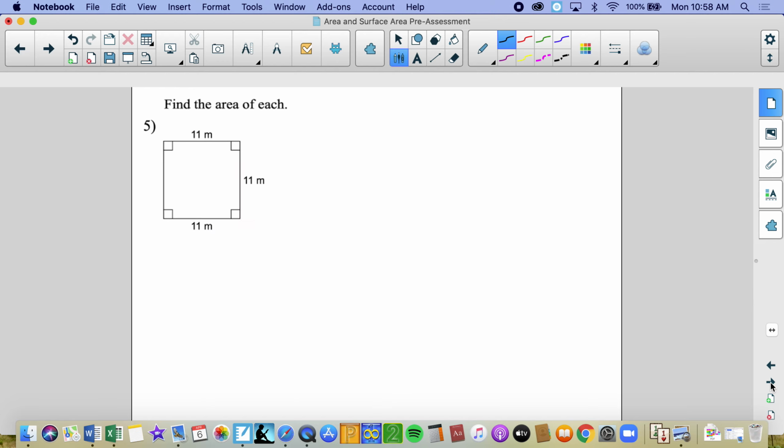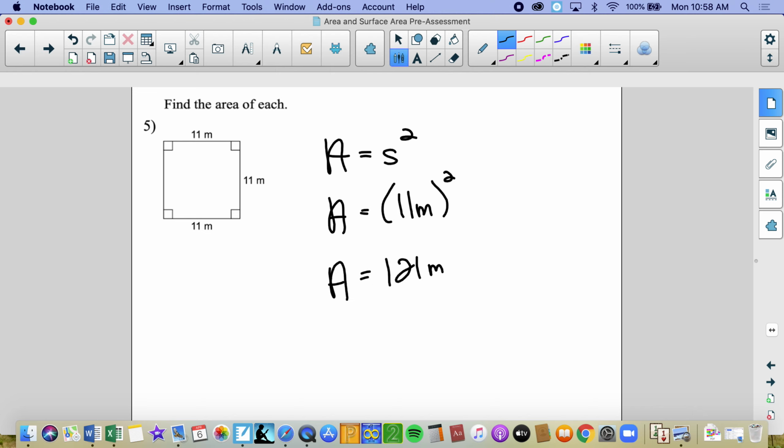Number 5 is a square. The formula for the area of a square is area equals s squared, where s represents the side. All sides are equal in a square. So my side length is 11 meters. Quantity squared gives me 121 meters squared.